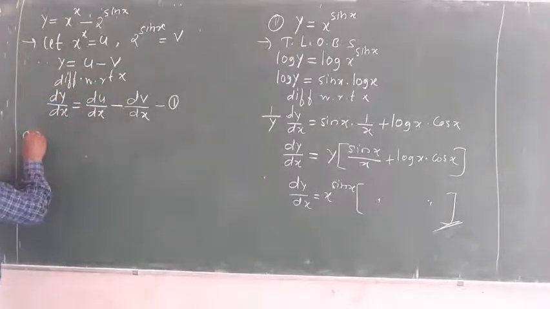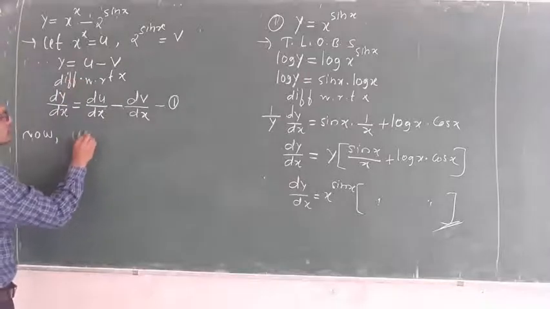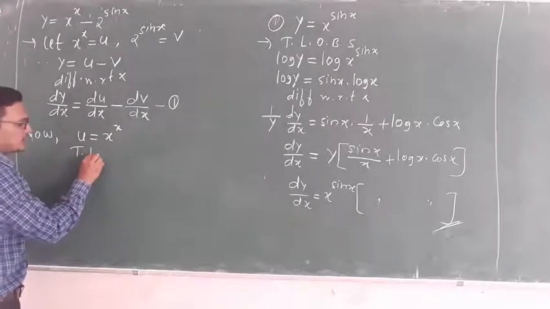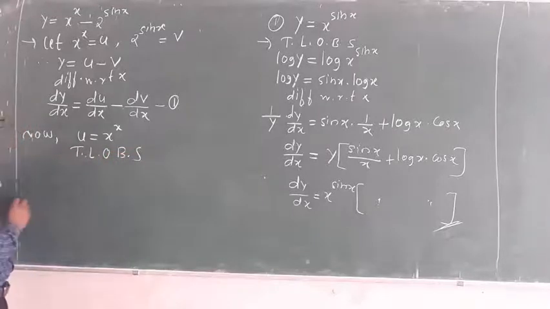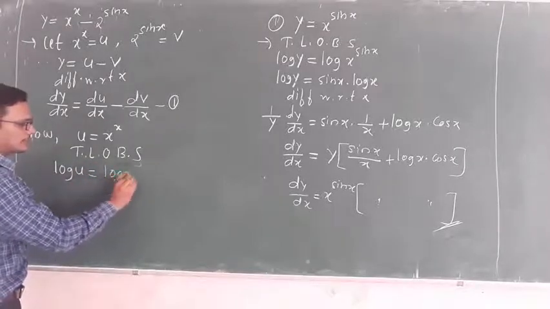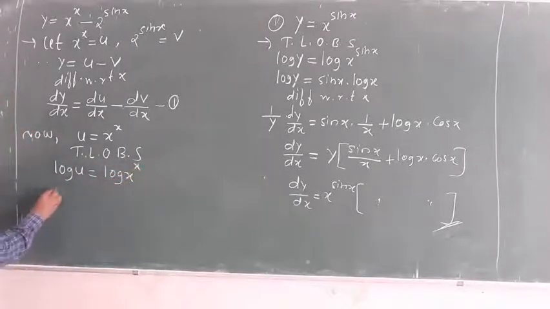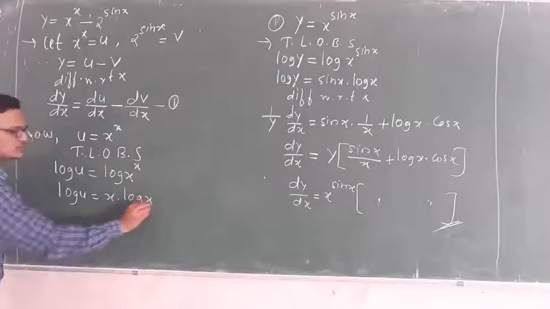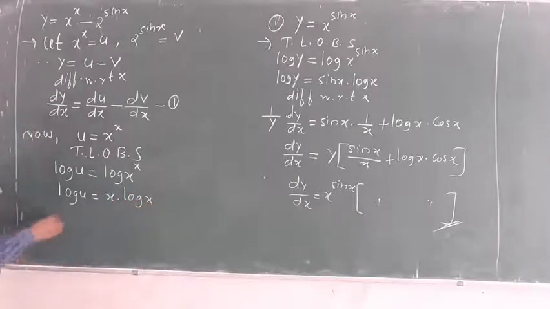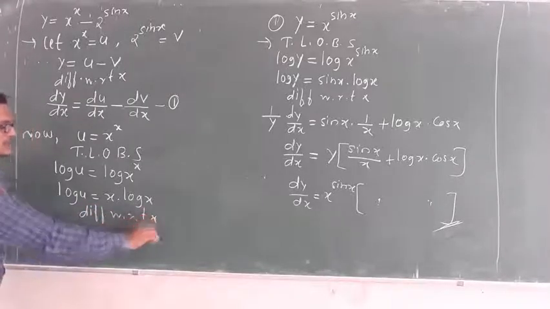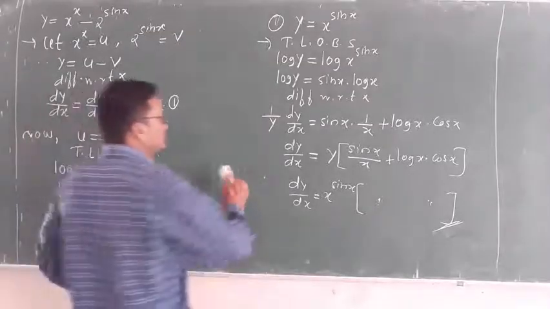So now take the first one, that is u is equals to x to the power x. Apply the log on both the sides. So taking log on both the sides, log u is equals to log x to the power x. Then log u is equals to x into log x using the logarithmic property. Once you apply the property, next you have to differentiate with respect to x.